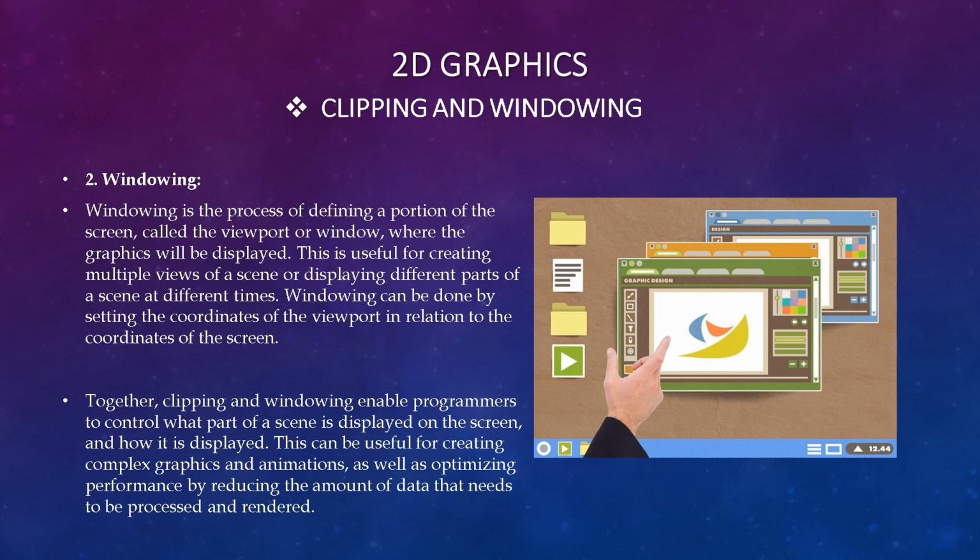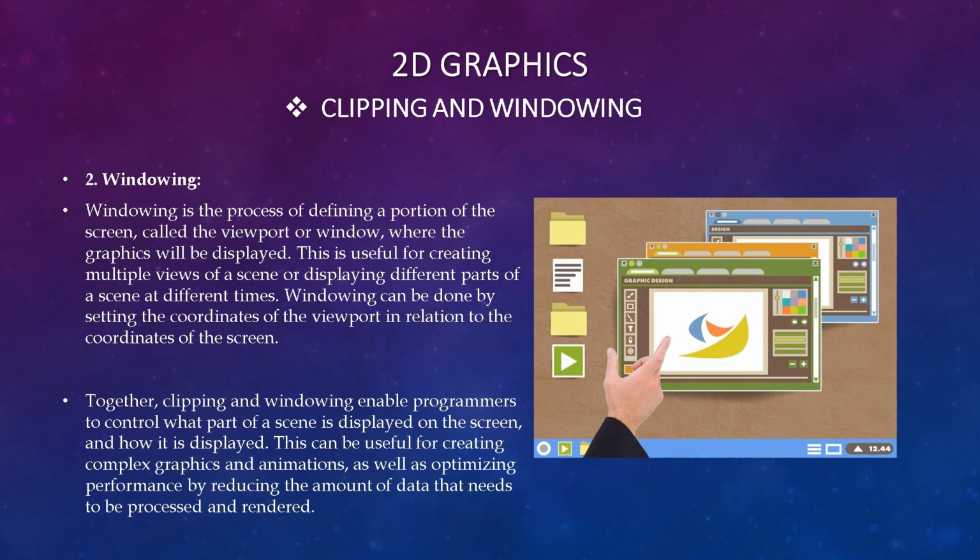2. Windowing. Windowing is the process of defining a portion of the screen, called the viewport or window, where the graphics will be displayed. This is useful for creating multiple views of a scene or displaying different parts of a scene at different times. Windowing can be done by setting the coordinates of the viewport in relation to the coordinates of the screen.